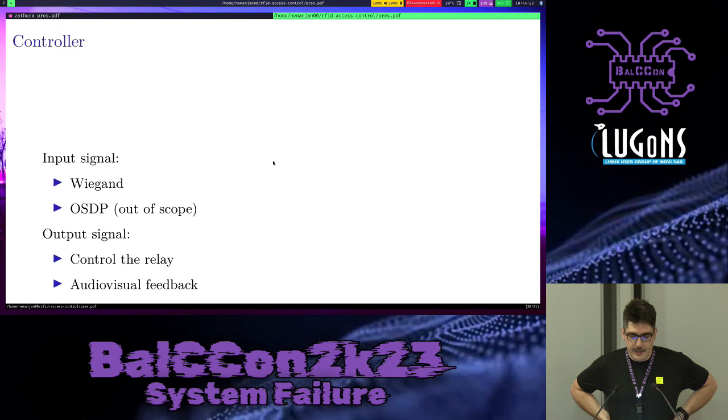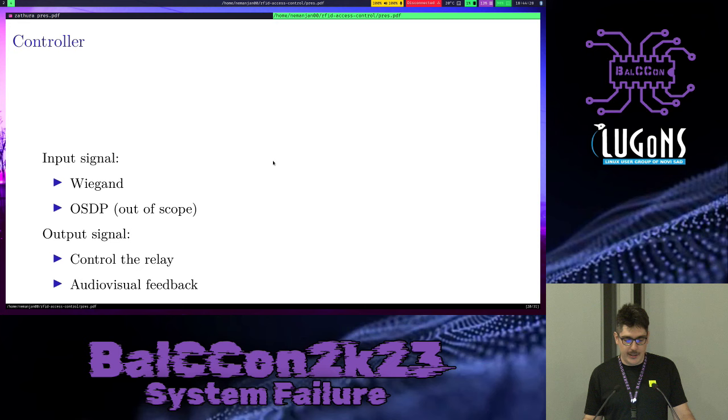Okay. When it comes to controllers, we'll look at them as a black box and at the common features. They commonly have an input signal that's either Wiegand or OSDP. They have output for audio-visual feedback, for example, if I read a card, it will beep and show a visual sign. And it also has a control for a relay that unlocks the door. In this case, I have an LED strip connected instead of a standard lock.